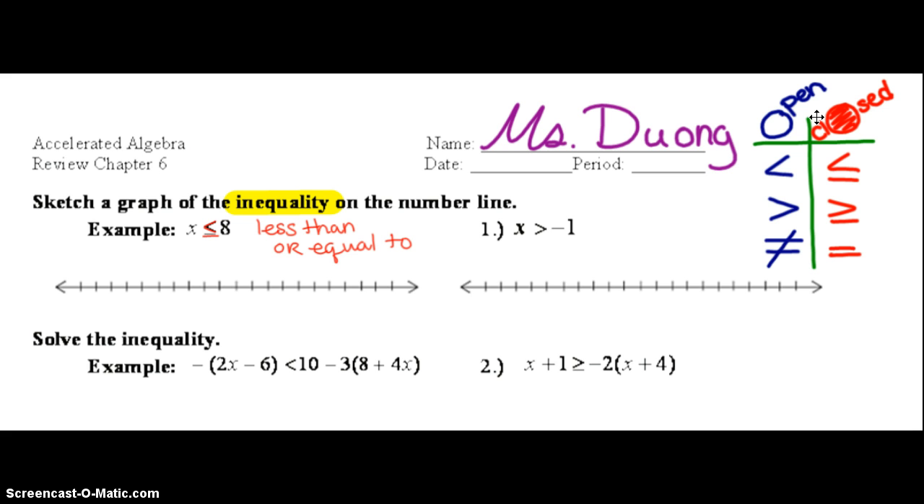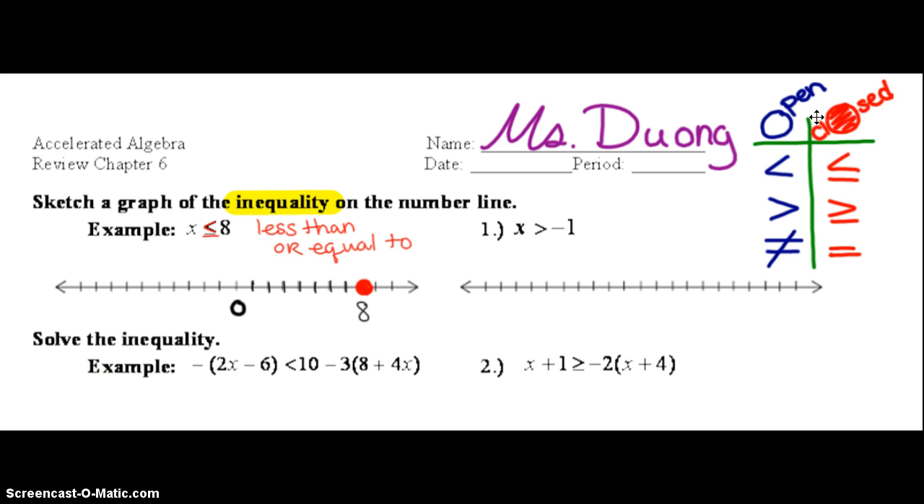Notice less than points to the left. Now I'm going to sketch that graph. I'm going to place 0 and count 8 spaces. Since it's positive 8, I'm going to go 8 spaces to the right. 1, 2, 3, 4, 5, 6, 7, 8. There's my positive 8. Now I have to decide, is it an open circle or a closed circle?